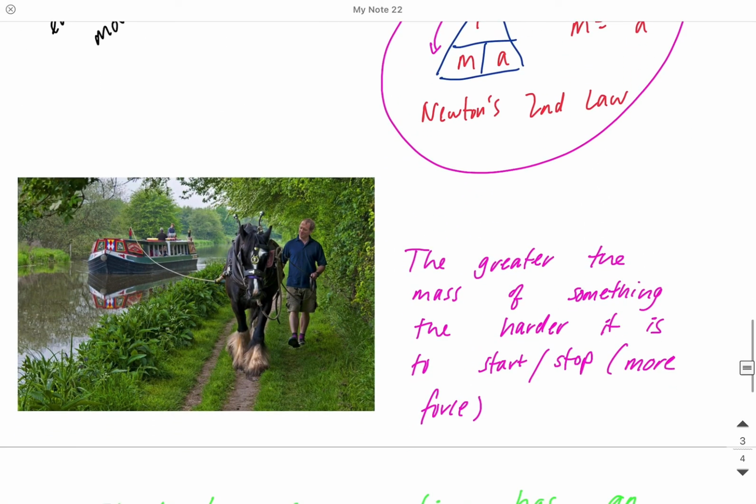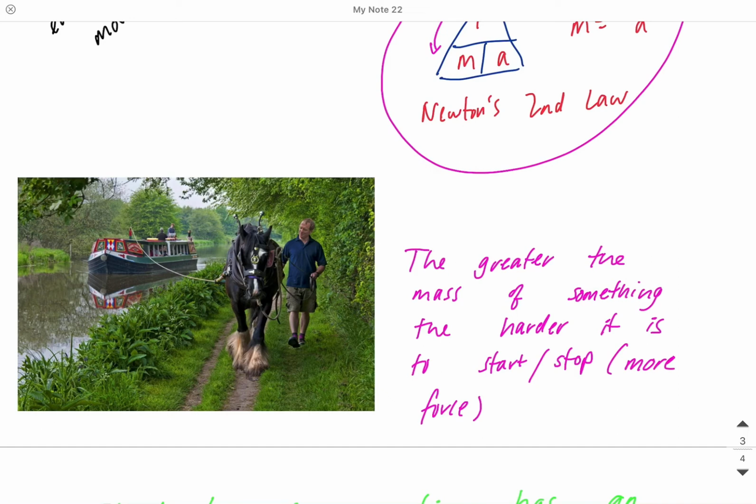An example of this in play is a Shire horse pulling along a barge, if you look at the picture here. This is how barges used to get moved up and down canals. Shire horses would pull them along. Now when the horse first starts pulling that barge, it's really hard. It takes a lot of effort on the horse's part to get it moving because the inertial mass of that barge is quite large. I don't know what the mass of a barge is, but it's probably in thousands of kilograms. So the greater the mass of something, the harder it is to get it to start moving.